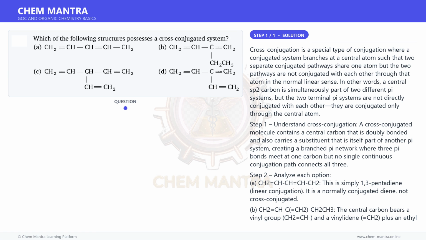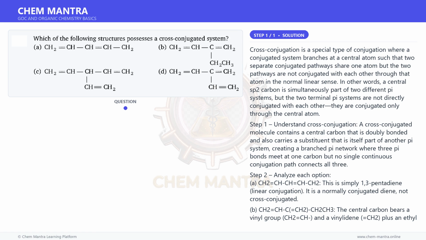C. CH2=CH-CH(CH=CH2)-CH=CH2. The central carbon here is sp3. It bears four single bonds, two vinyl groups and two CH connections. Since the central carbon is sp3, the two vinyl groups are not conjugated with each other at all. There is no cross-conjugation, just isolated double bonds.